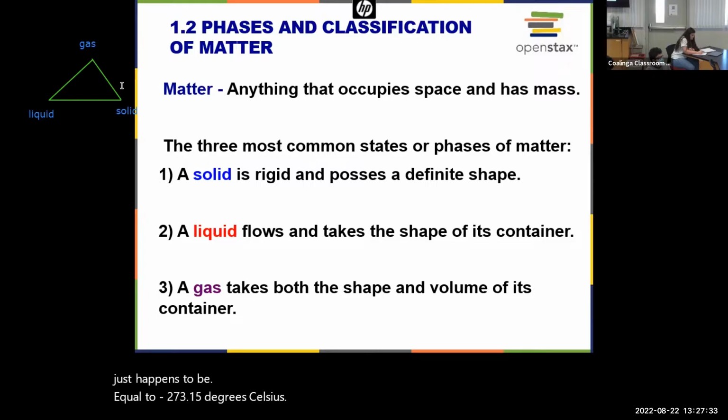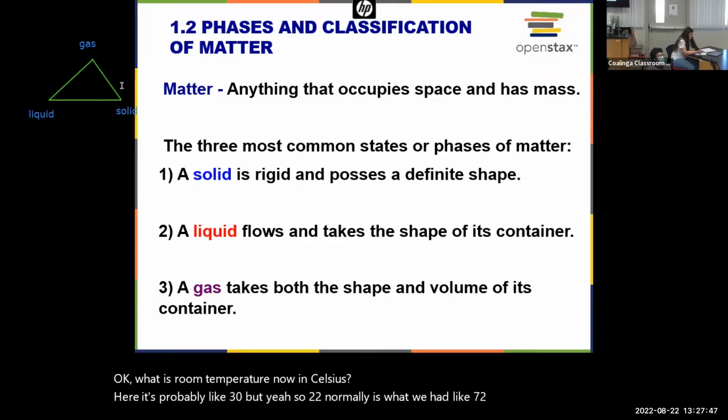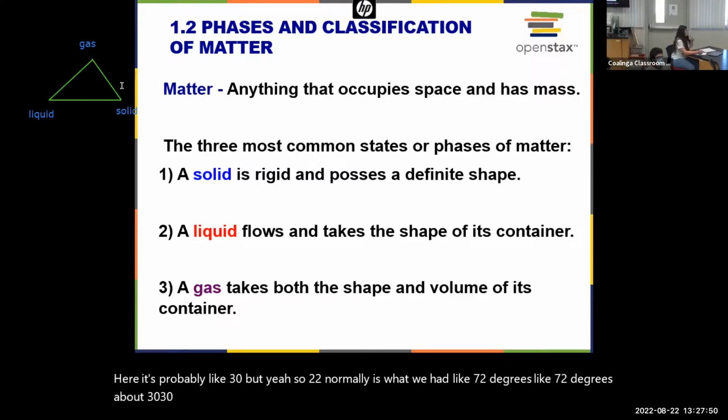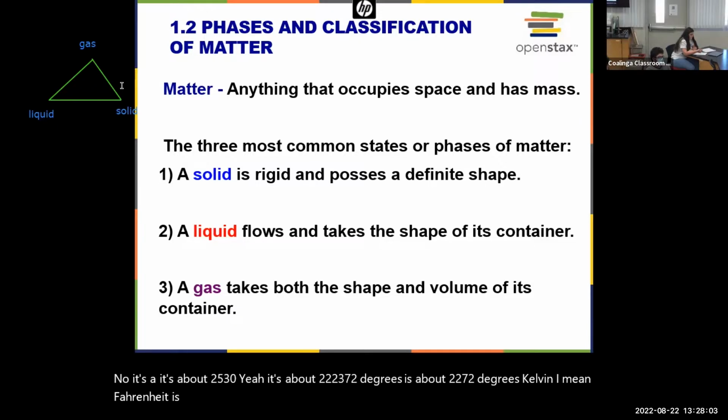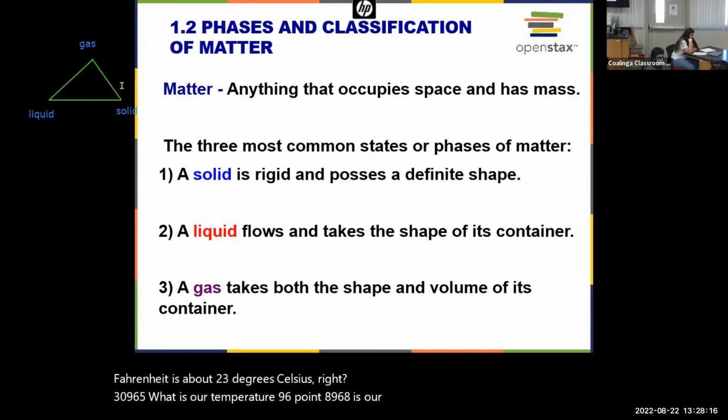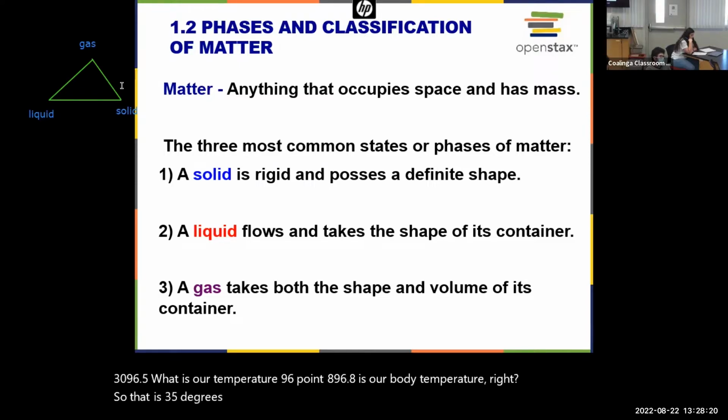Okay, what is room temperature in Celsius? Anybody know? 22 normally is what we have, at like 72 degrees Fahrenheit. It's about 22, 23 degrees Celsius, roughly. So let's say 96.8, what is that? 96.8 is our body temperature, right? So that is about 37 degrees Celsius.